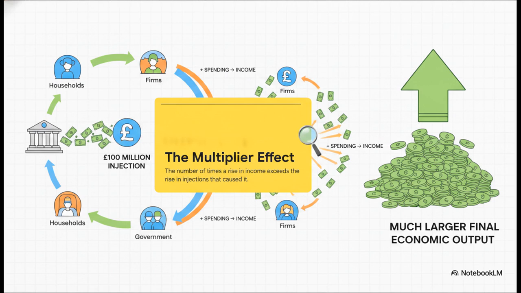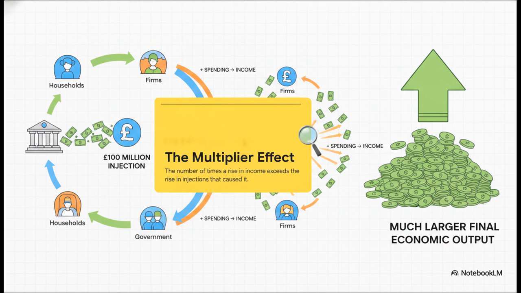It's literally a virtuous cycle. Okay, so this brings us perfectly to the formal definition of the multiplier effect. Put simply, it's the number of times a rise in income exceeds the rise in injections that caused it. Let's translate that. It is the underlying magic behind that massive roll-on effect from our initial government expenditure.